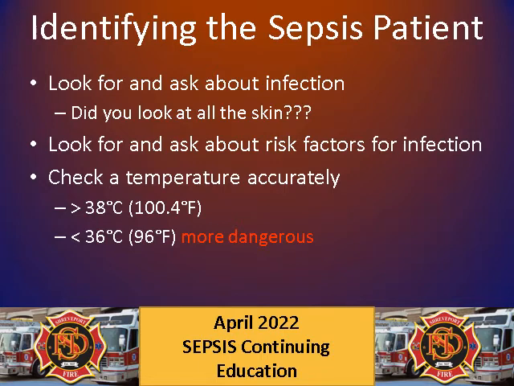Your temperature is key, okay? A fever is considered to be 100.4 or above. Now, if they are less than 96 degrees, then that is more dangerous. The body is not meant to be cold, and the body's response to infection is to be hot. So if you can imagine, if they are hypothermic, then they may have decompensated.